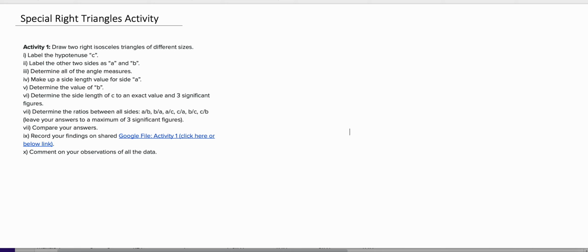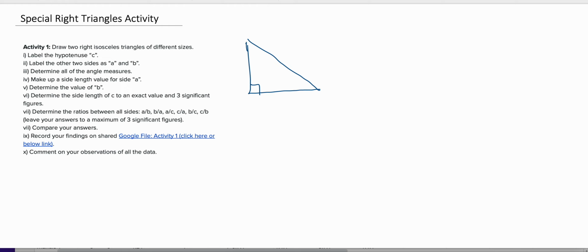All right, for this activity, special right triangles activity, it says draw two right isosceles triangles of different sizes. We'll just go through one of them. So let's draw that. It's a right triangle and it's isosceles, so at least two sides are the same. So we would have something like this.